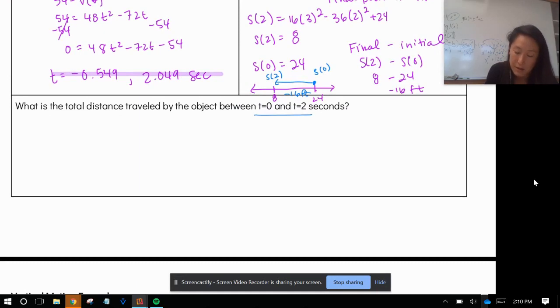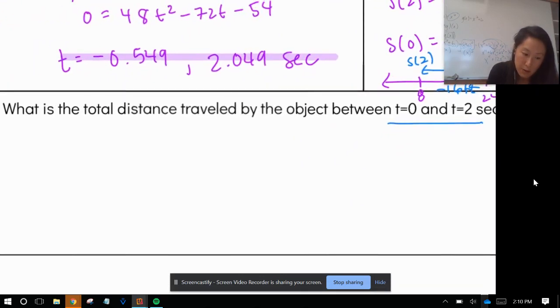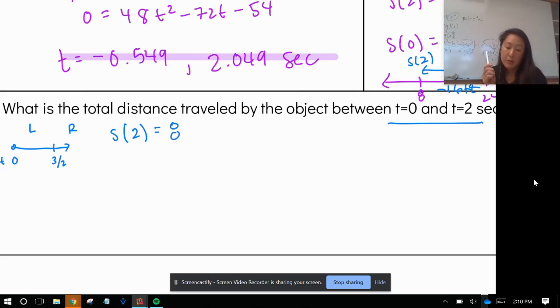So I know between time is equal to 0 and 2 from our number line here that we change directions. So I start at 0, and then I'm moving to the left, and then at 1.5, I'm going to start moving to the right. So for time is 0 and time is 3/2, we would be moving to the left, and then to the right. Okay, so I'm going to figure out what S of 2 is, which we already know is 8, and then how far did I travel between S of 2 and when I turned around at 3/2? So S of 3/2, when you plug it in, we get negative 3. So the total distance I traveled is 11 units or 11 feet.